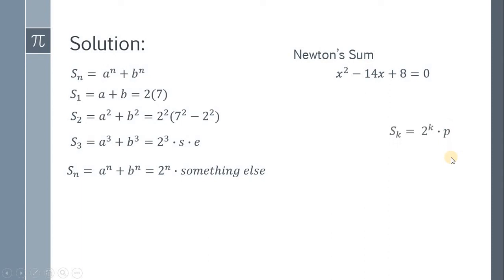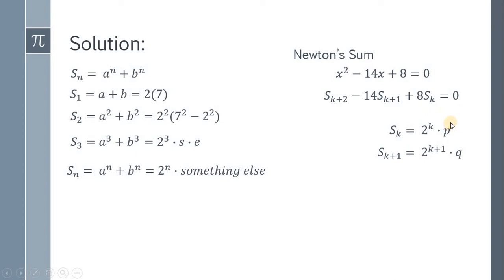Let s sub k is equals to 2 raised to k times any integer p. And s sub k plus 1 is equals to 2 raised to k plus 1 times any integer q. Now, using the concept of Newton's sum, we have s sub k plus 2 minus 14 times s sub k plus 1 plus 8 times s sub k is equals to 0.